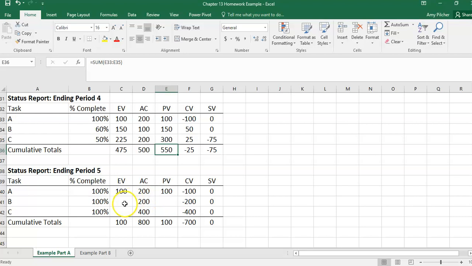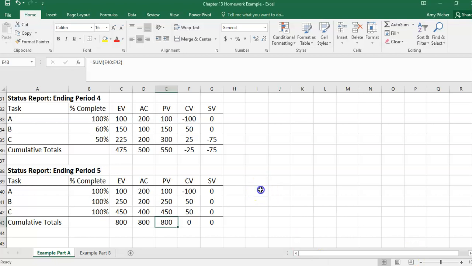At the end of period 5, we are 100% complete with everything, A, B, and C. So remember that B was 250 and C was 450 at its total value. So at the end of period 5, we've caught up with our schedule and we've managed to recoup some of those cost overruns that we had from the previous 4 periods.